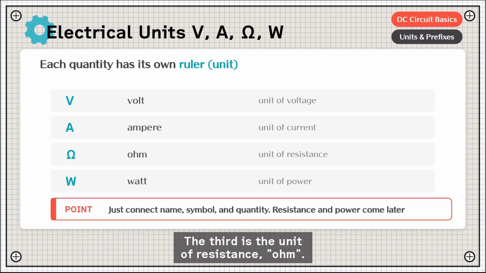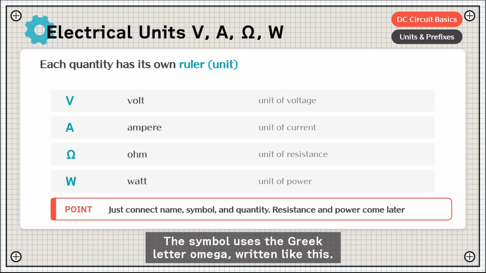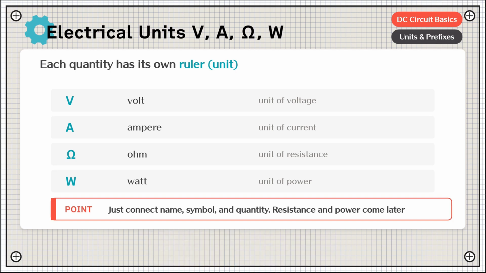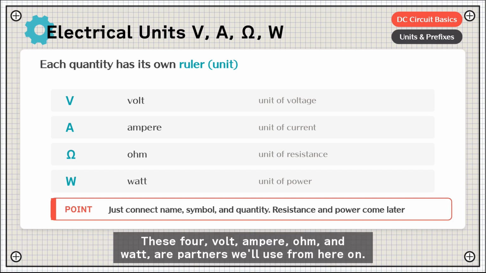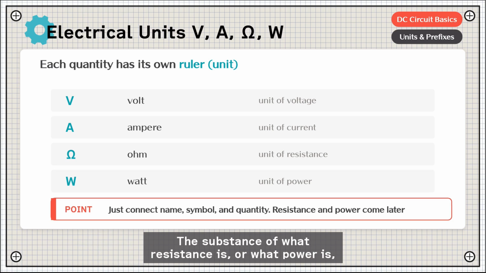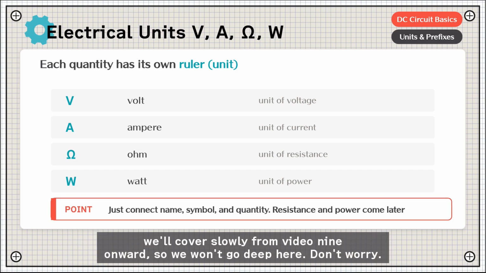The third is the unit of resistance, ohm. The symbol uses the Greek letter omega, written like this. And the fourth is the unit of power, watt. The symbol is an uppercase W. These 4, volt, ampere, ohm, and watt, are partners we'll use from here on. For today, it's enough if you can connect each unit's name and symbol with what it measures. The substance of what resistance is or what power is we'll cover slowly from video 9 onward, so we won't go deep here. Don't worry.